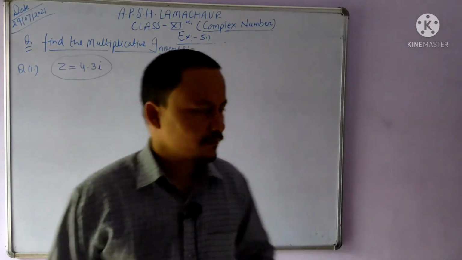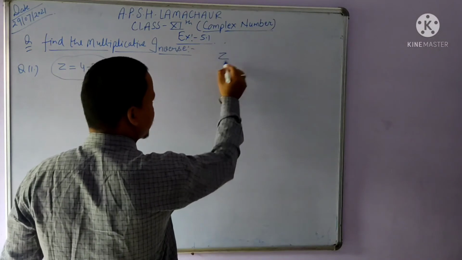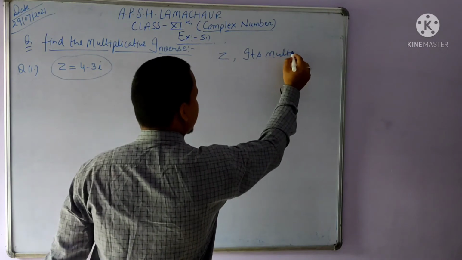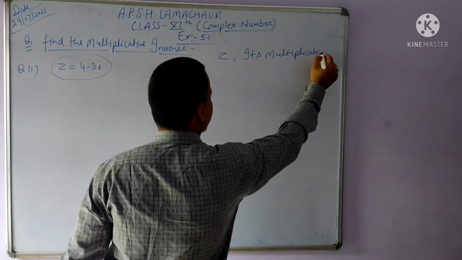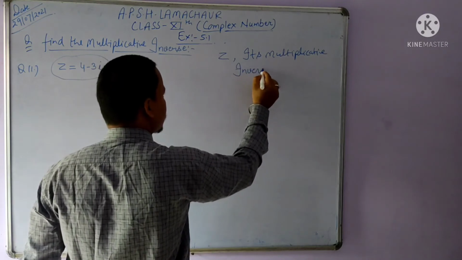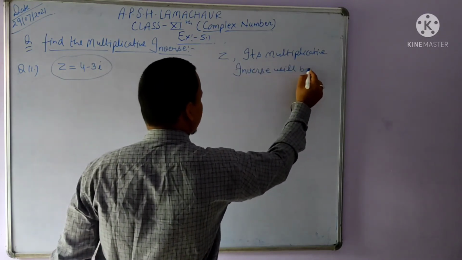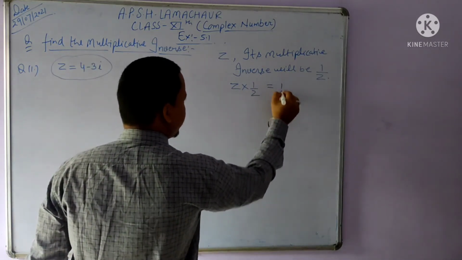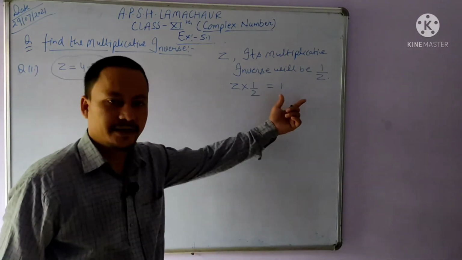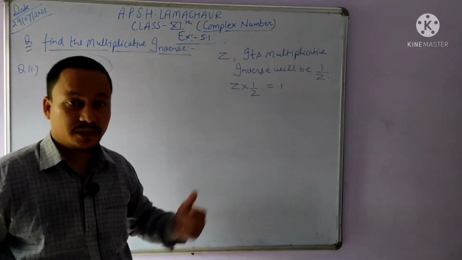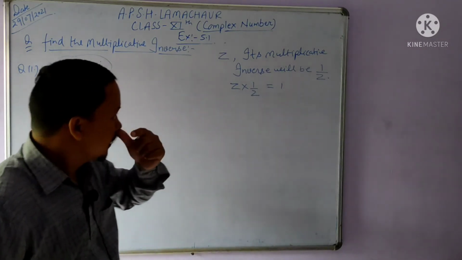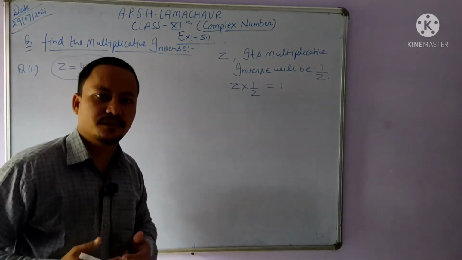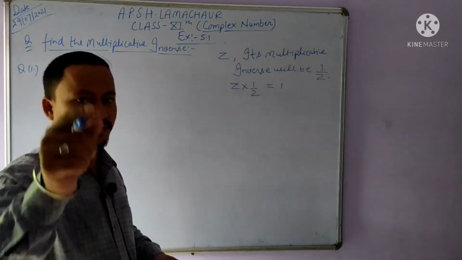So as I told you in my last Google Meet, if you have any complex number z, then its multiplicative inverse will be 1 upon z. Why? Because if you are multiplying z with 1 upon z, then we will get 1, and we all know 1 is the identity element for the complex number in case of multiplicative operation. So if the question is asking us to find the multiplicative inverse of any complex number, it means that we have to find out the value of 1 upon z.